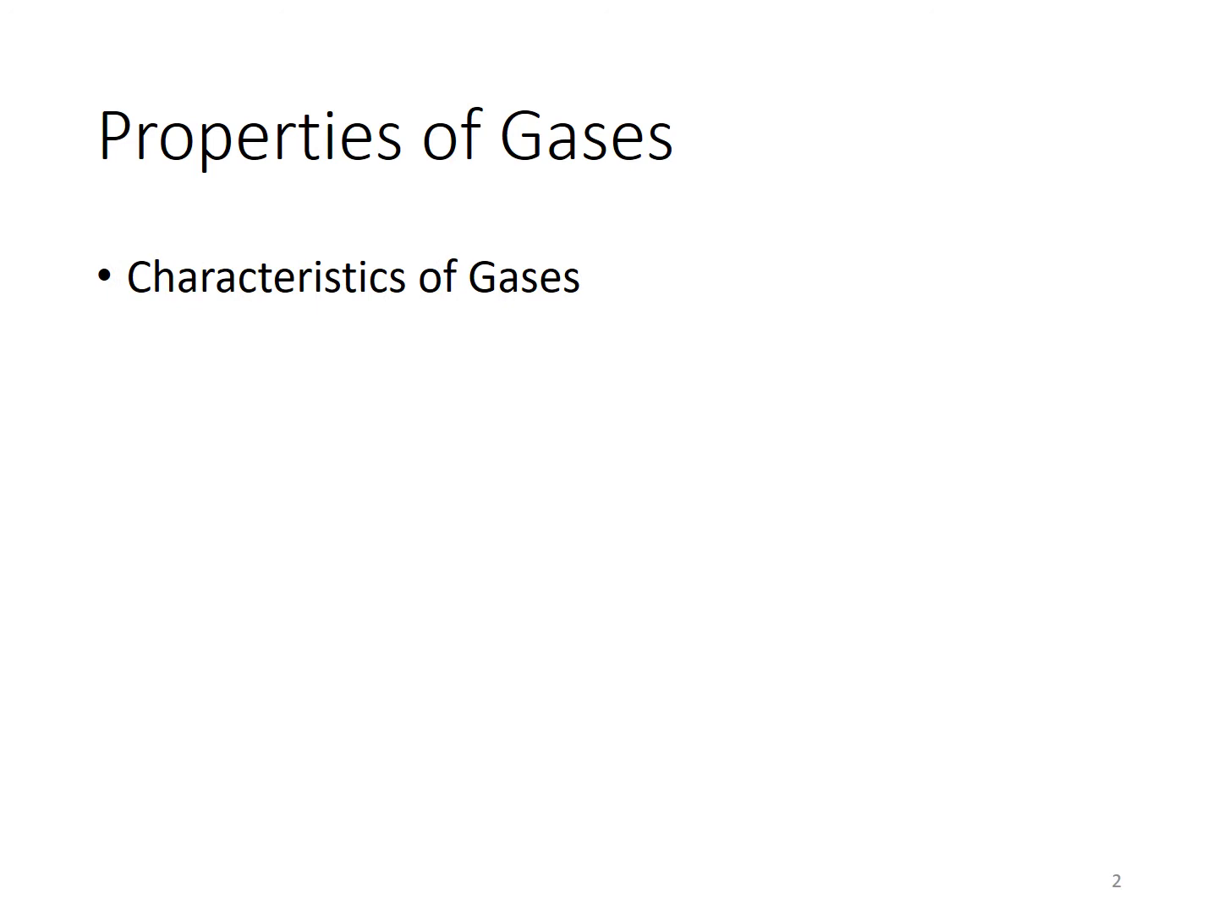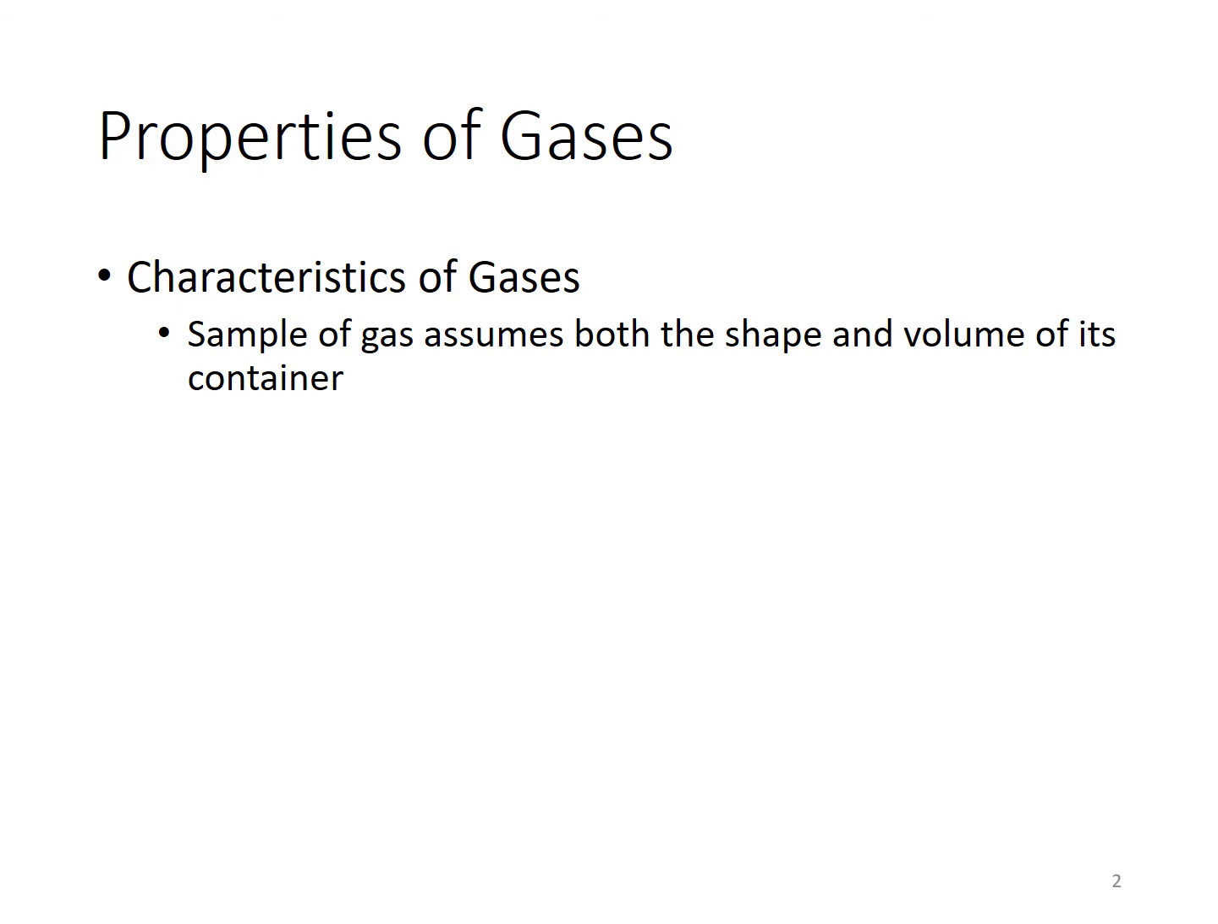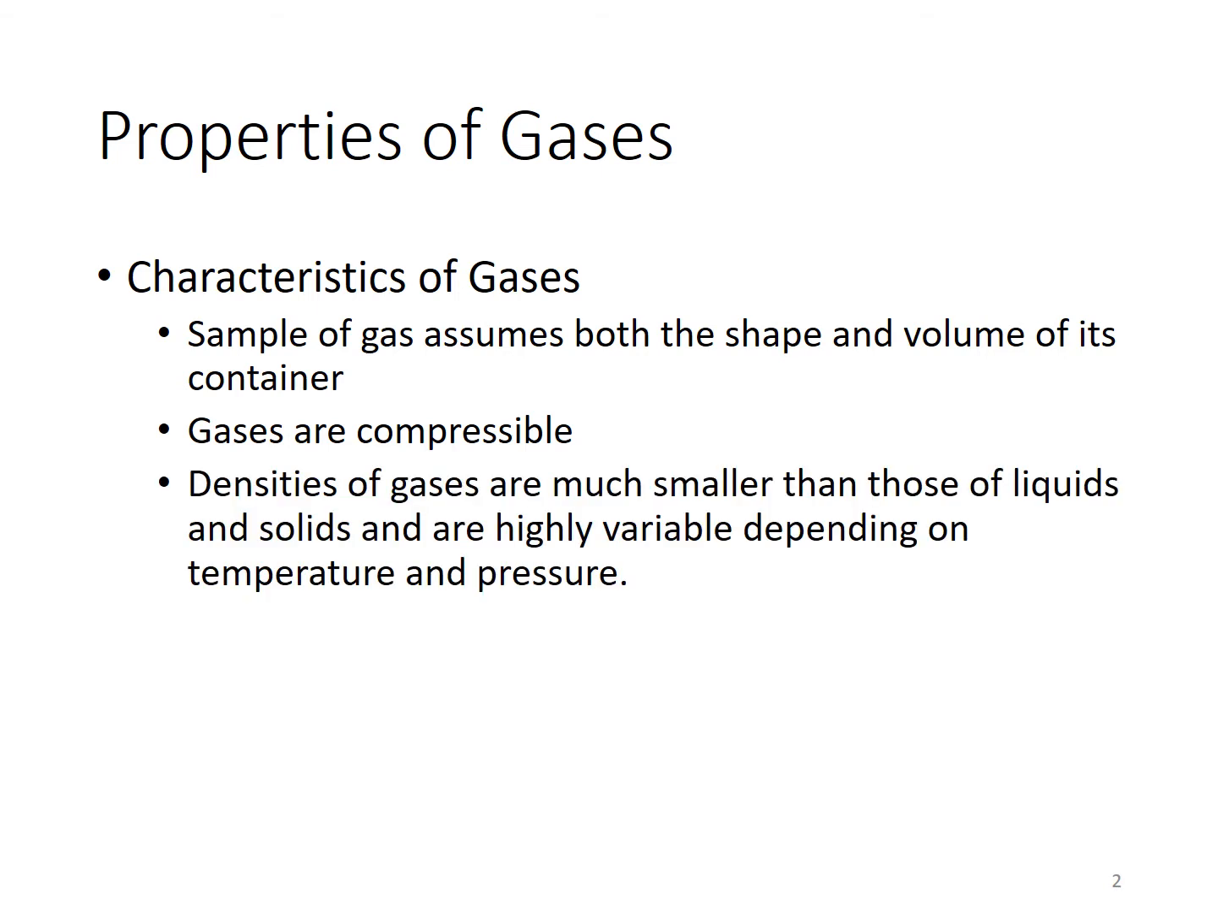So some characteristics of a gas. It'll assume the shape and volume of its container, which I think we're probably familiar with. We can compress gases. That's another characteristic of gases, which is not so much true for liquids or solids. And densities of gases are very, very small in comparison to liquids and solids. And they can vary quite a bit depending on other factors like temperature and pressure.